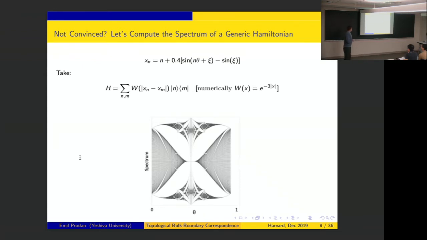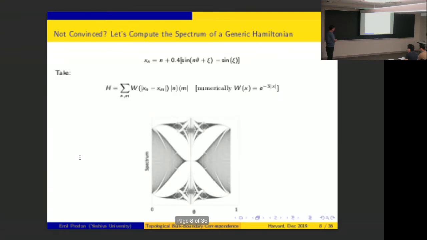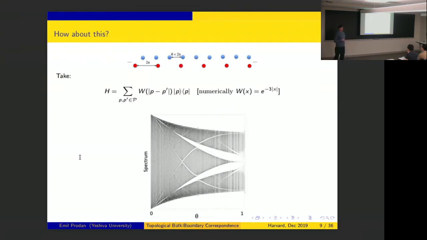So I guess at this point everybody is convinced that there will be Chern numbers and other topological invariants associated with these gaps, and topological edge spectrum will show up for these patterns. And all of this just because we were able to calculate the algebra. Okay, how about this pattern?